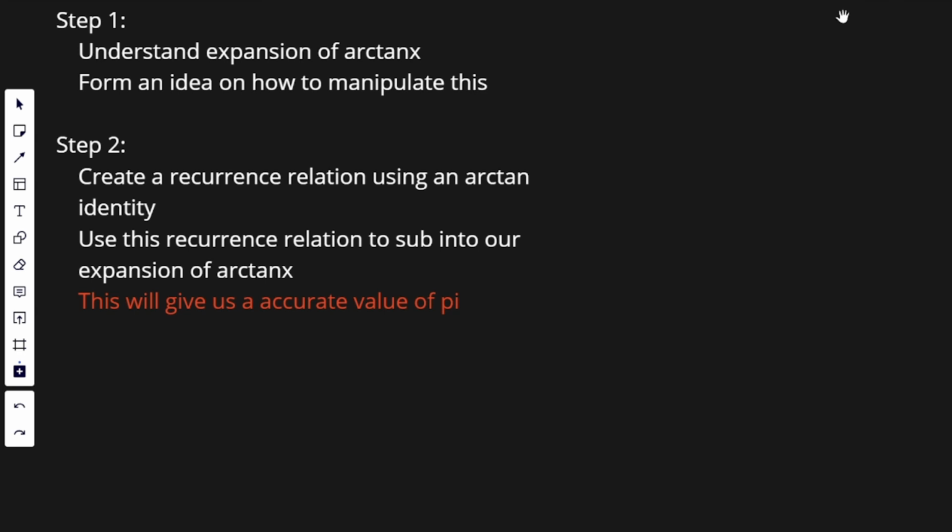Hi, welcome to this video on how to approximate the value of pi using your calculator. Now, you might already be aware that on your calculator you can obviously put in the value of pi and you'll get a number out. But I feel that's kind of cheating.